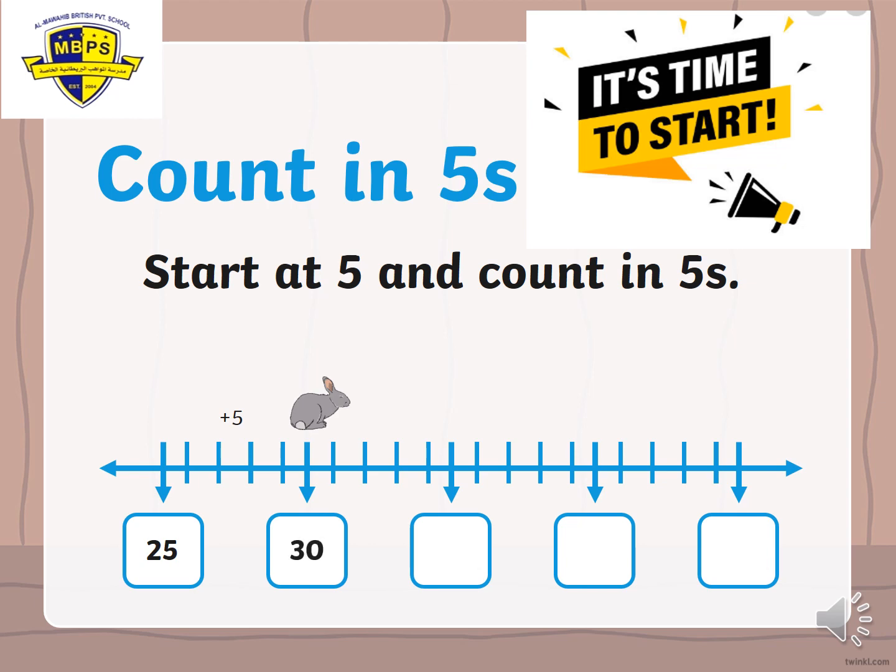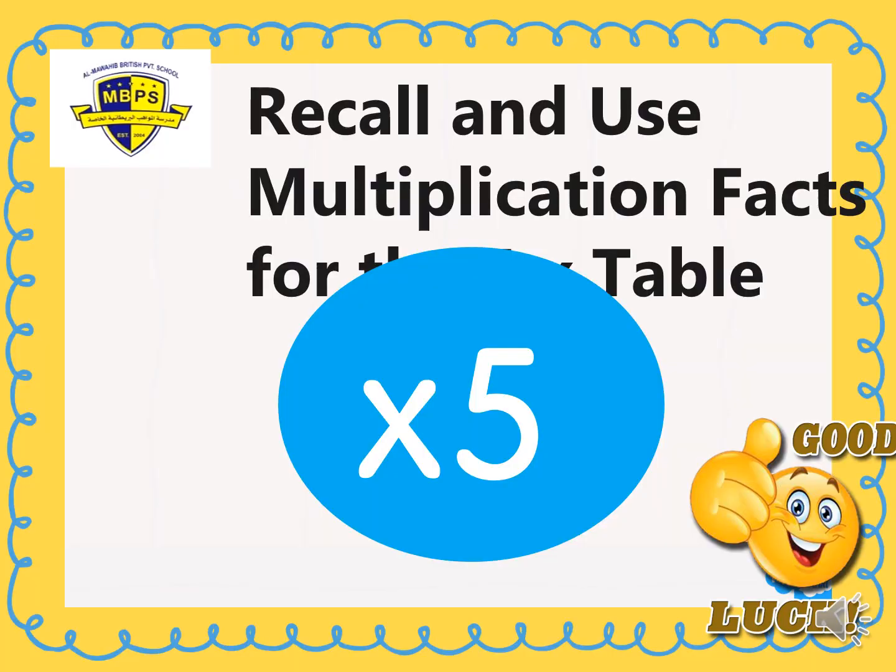30, 35, 40, and 5 more, 45. Well done. Now let's recall and use multiplication facts for the timetable 5. This will help me later on to divide by 5.